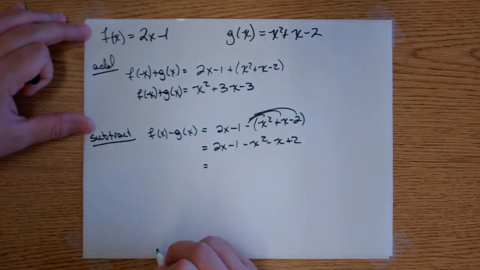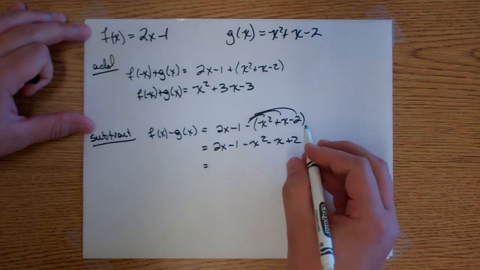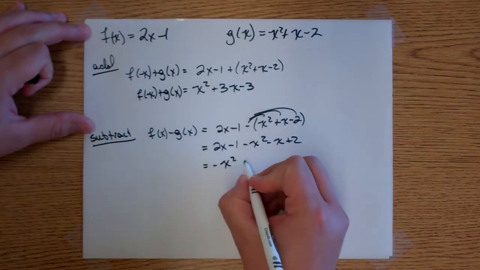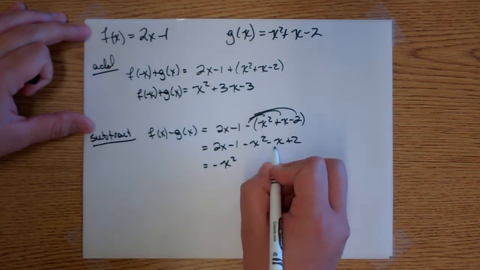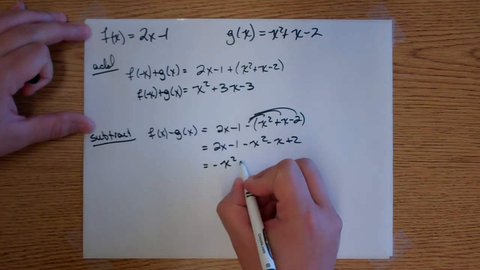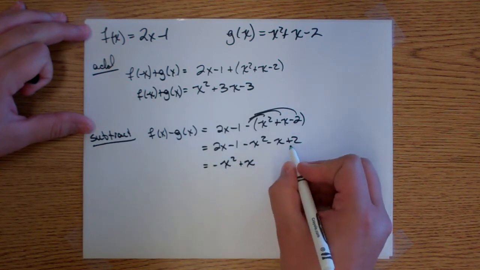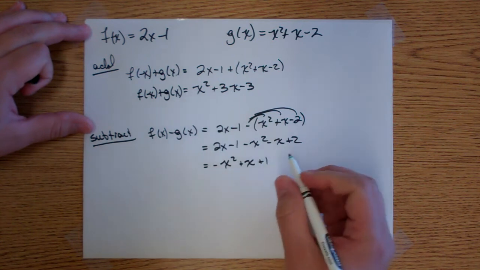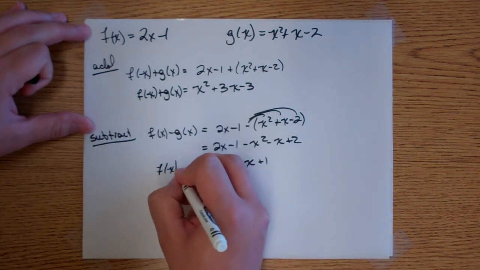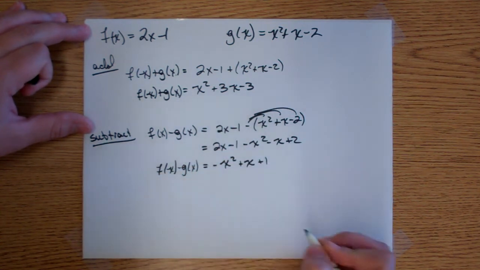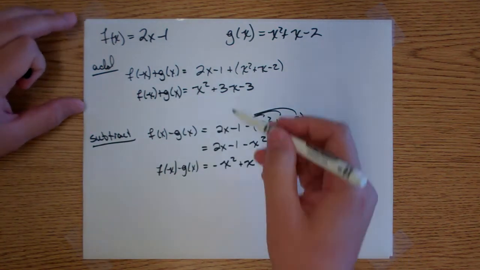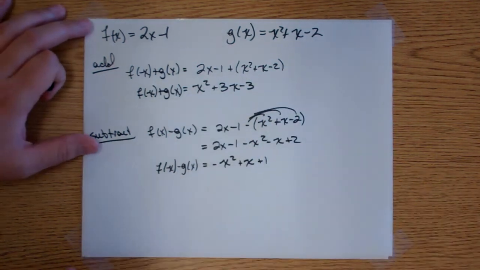So that's what you get after you distribute, and then of course you can get rid of the parentheses. So now combine like terms. So it's x squared, 2x minus x is plus x, negative 1 plus 2 is plus 1. So that is what f of x minus g of x looks like. All right, so you can see they're totally different.